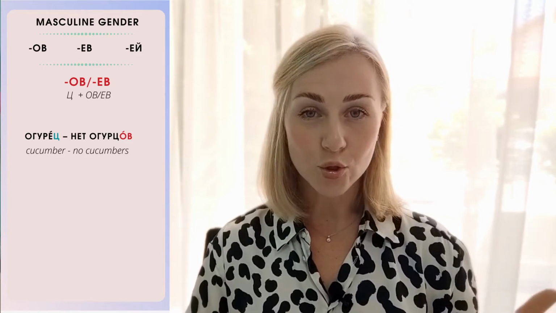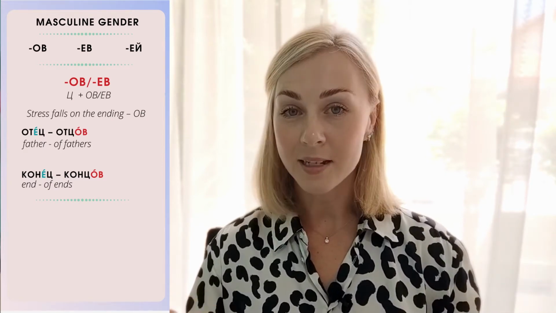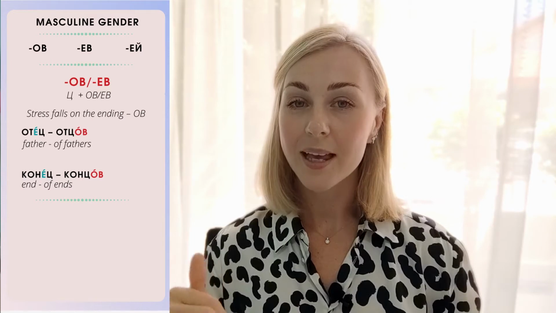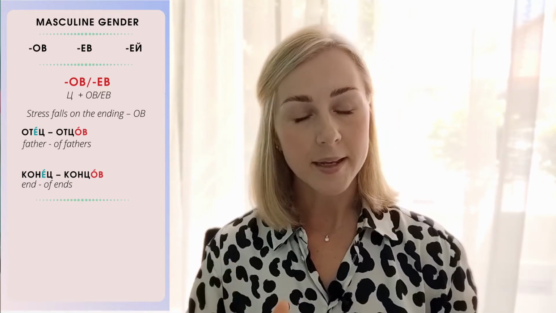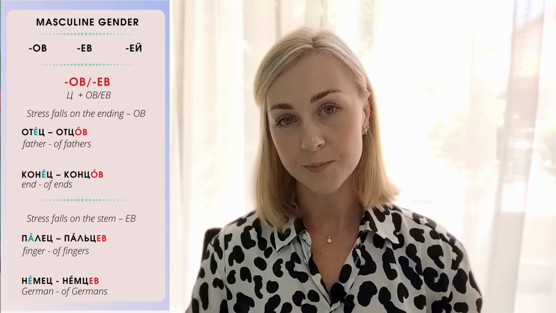Nouns that end on ц take either ов or ev ending. Огурец, нет огурцов. Месяц, 12 месяцев. As you see, sometimes we choose ov, sometimes we choose ev ending. Why? So if the stress falls on the ending, we choose ov. Отец, отцов. Конец, концов. And when the stress falls on the stem of the noun, we choose ev ending.